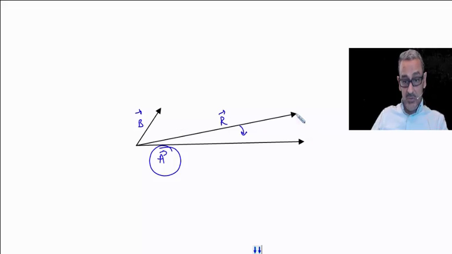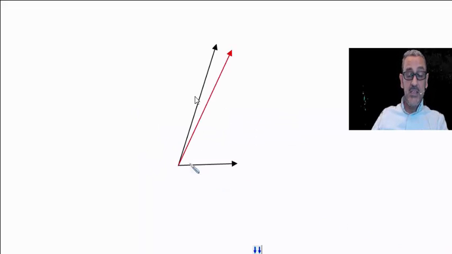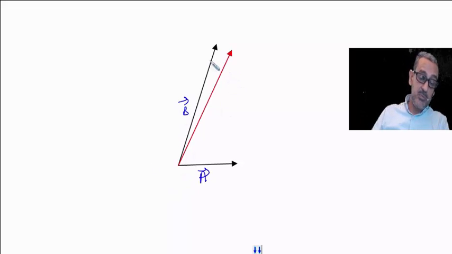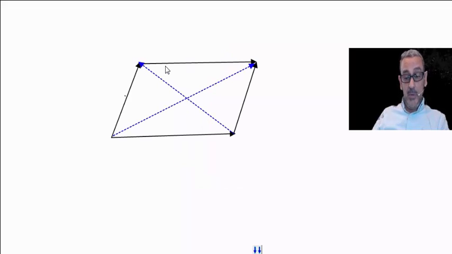If I increase B, the inclination of R will move towards B. In this situation A is stronger, so R is here. See here, in this case this is A and this is B, so the resultant is more inclined towards the B side. I pull in this direction, you pull in this direction, but your pull is very strong compared to mine, so the resultant is more inclined towards that pull.